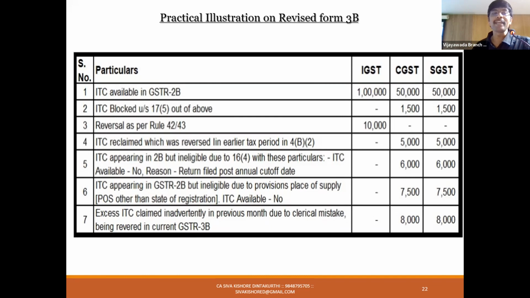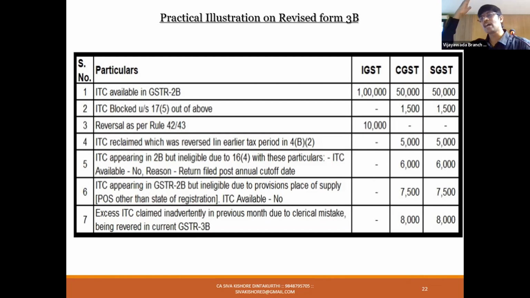Fifth point, ITC appearing in 2B but ineligible due to 16(4). Don't make it part of 4A5. Directly, the system has to actually directly port to 4D2. Sixth point, also the same logic: 4D2. Seventh point.